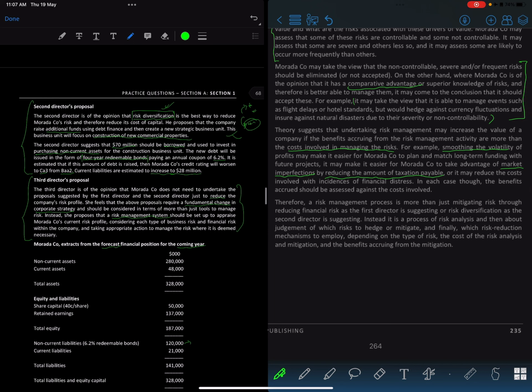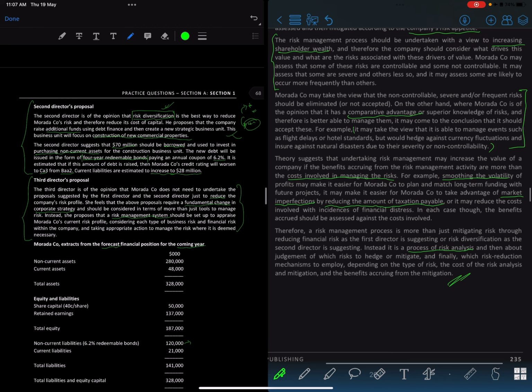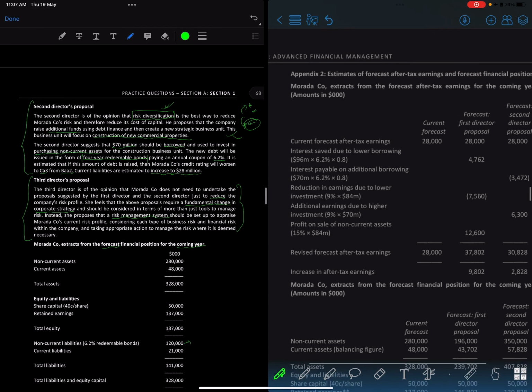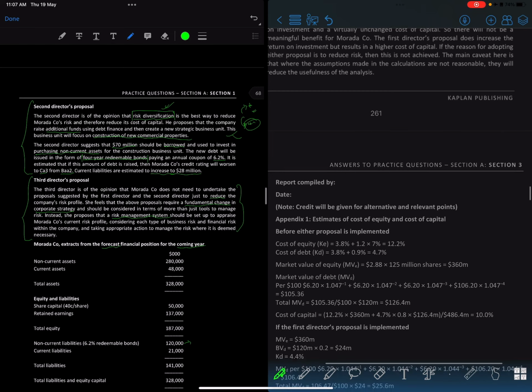So therefore, the risk management process is more than just mitigating risks through reducing financial risks, as the first director is suggesting, or risk diversification. It is not only risk diversification and risk mitigation, it's a process of analysis. And then about judgment of which risks to hedge or mitigate, and finally which risk reduction mechanisms to employ, depending on the type of risks, cost of analysis, risks and benefits accruing from the mitigation, right? Okay, that is also done.